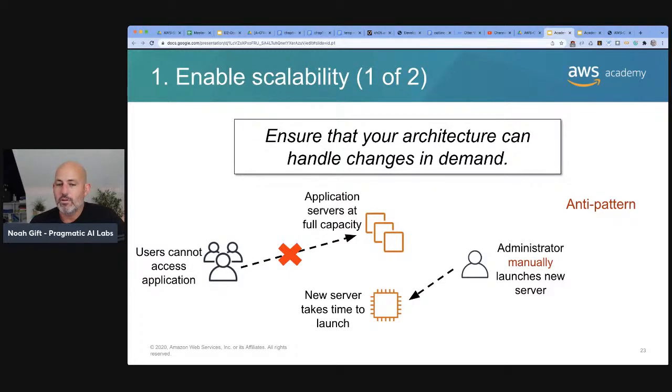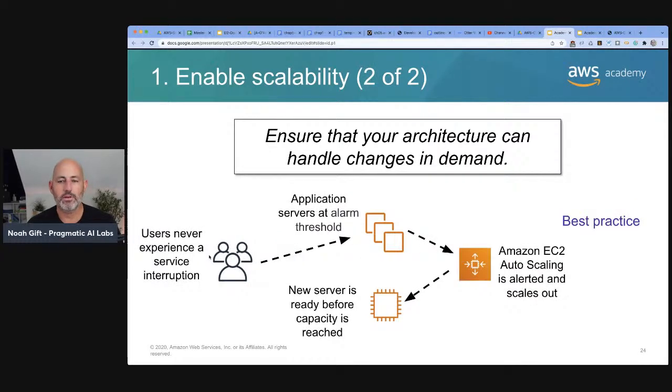Now, in terms of scalability, one of the things that you have to be aware of is that your architecture can handle changes in demand. So users cannot access applications because, let's say, the server is full. Well, what would you do? An anti-pattern would be to have a bunch of humans go and click a button and launch a new server. I cannot tell you how many organizations I've worked at, especially in the Bay Area, believe it or not, where they have an operations person sitting there scaling things. I've gotten into big disagreements over the years about the fact that organizations have done this. Finally, the world is now at a place where people realize that this should be automated.